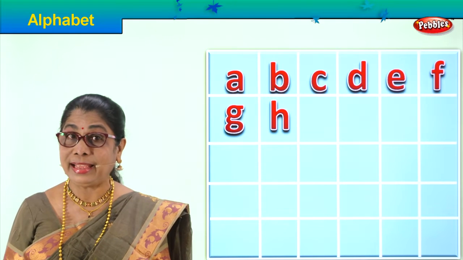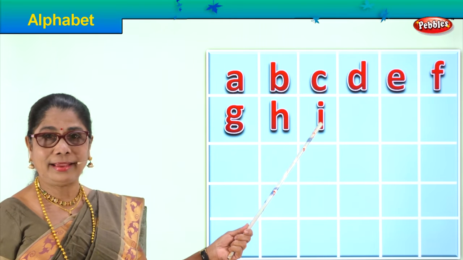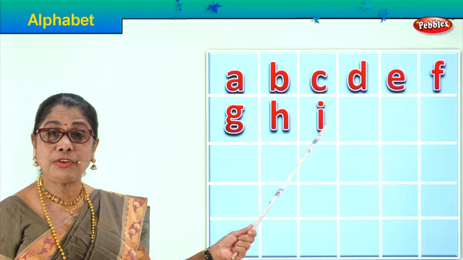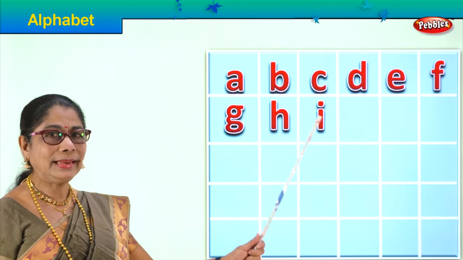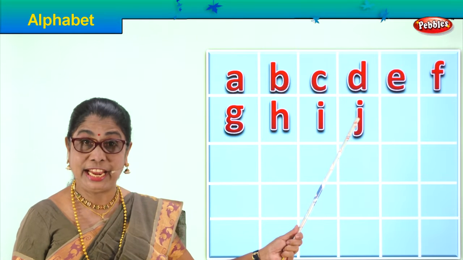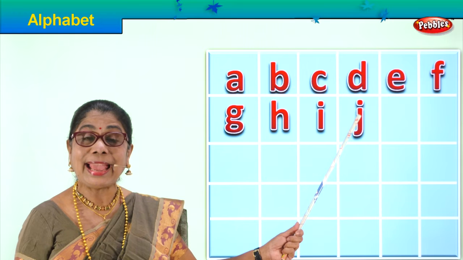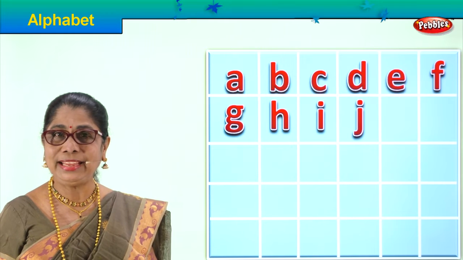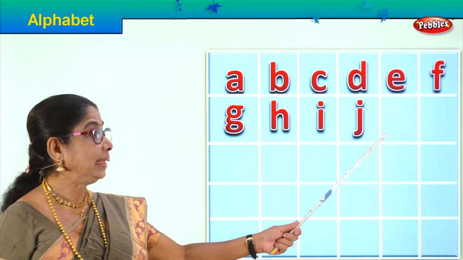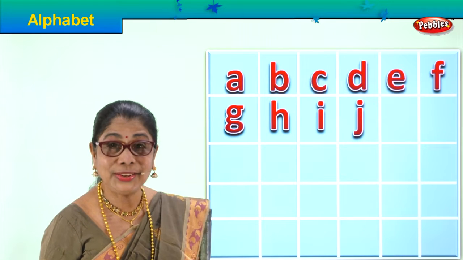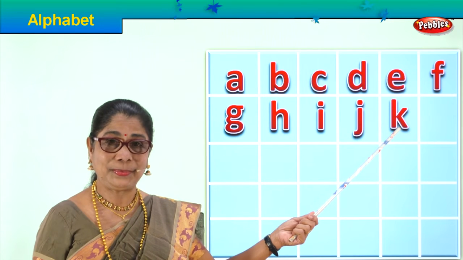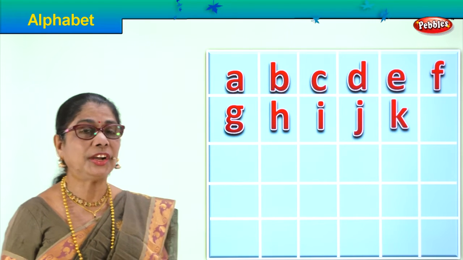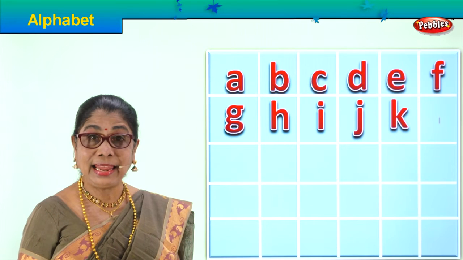After letter H comes letter I. I for ice cream. What's the sound of I? E. The sound of I is E. The next letter after I is letter J. Jelly. And the sound is J. Good. Letter J. And the next letter that comes after J is letter K. Kite. And the sound is K. Kite. The next letter after K is letter L.